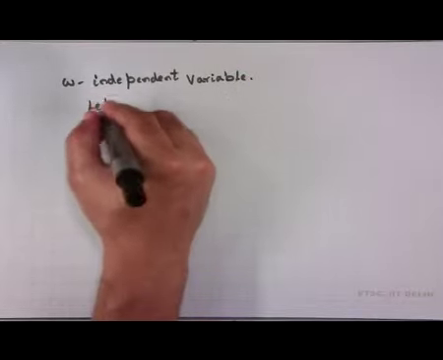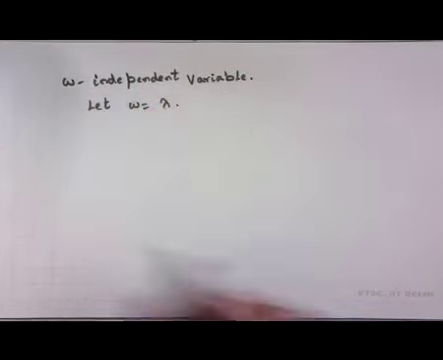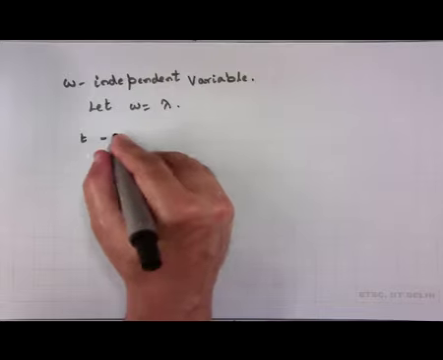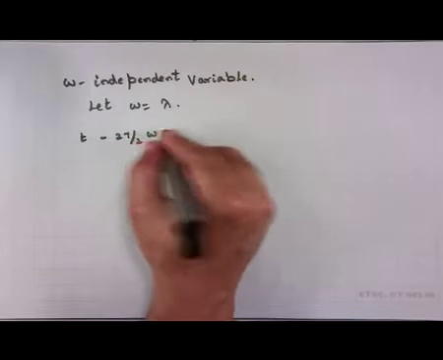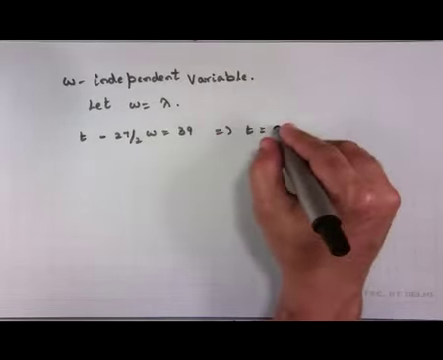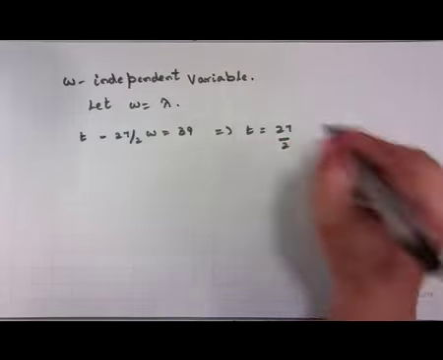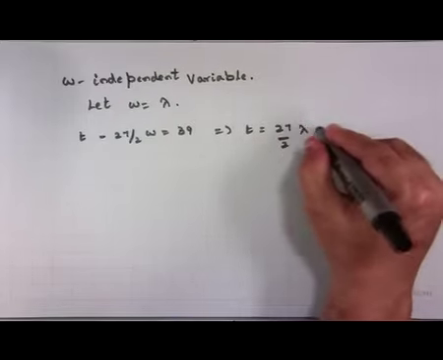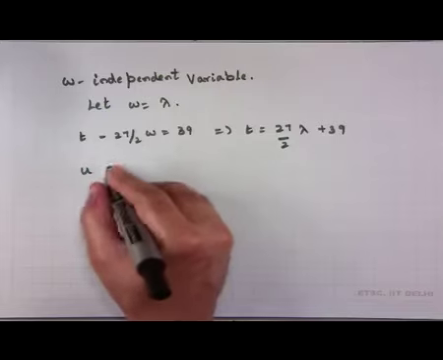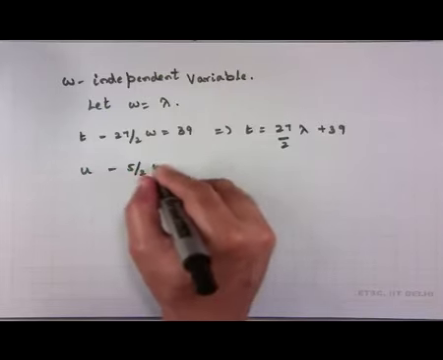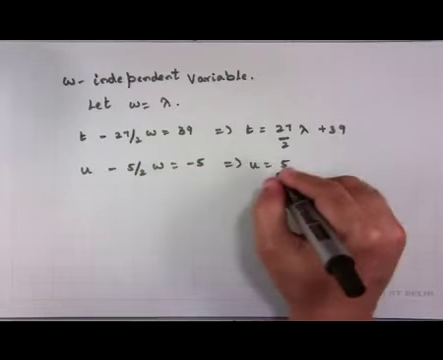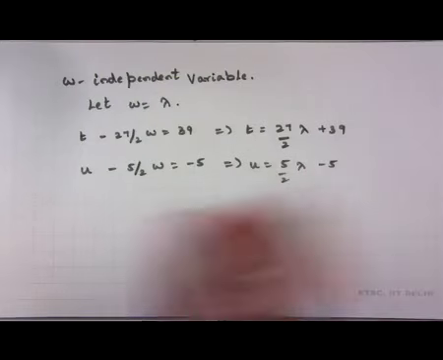So, let W equal lambda, and therefore, the first equation will give me T minus 27 by 2 times W is just 39. That will imply that T is 27 by 2 times lambda plus 39. Second one, U minus 5 by 2 times W is just minus 5. That will imply that U is 5 by 2 times lambda minus 5.